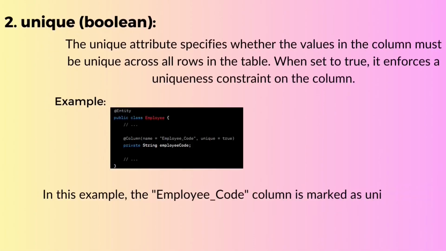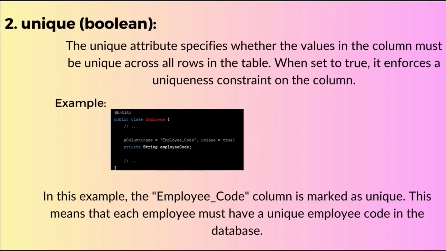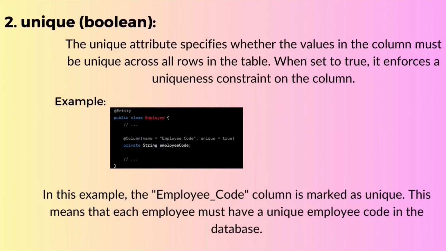Next one is boolean unique. The unique attribute specifies whether the values in the column must be unique across all rows in the table. When set to true, it enforces a uniqueness constraint on the column. In our example, the employee_code column is marked as unique. This means that each employee must have a unique employee code in the database.